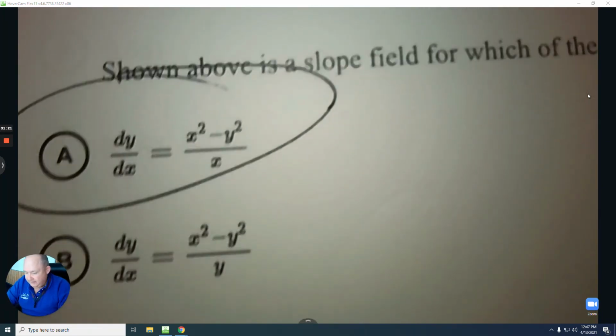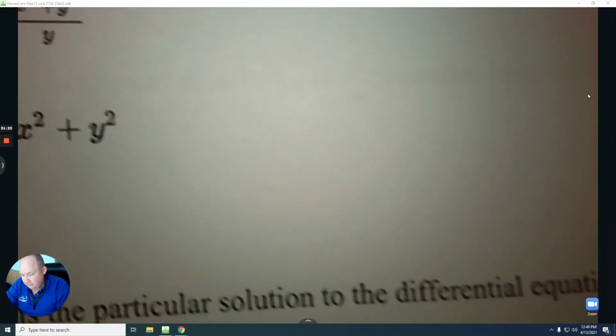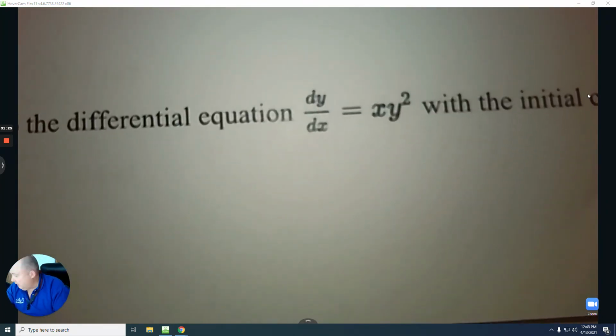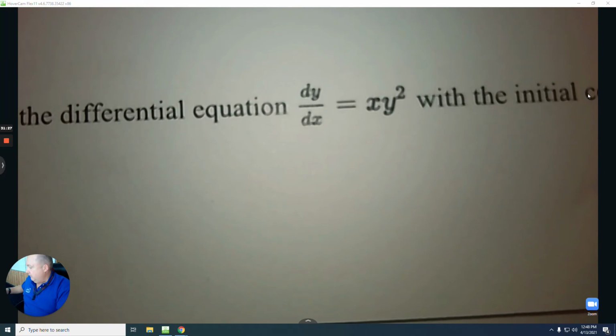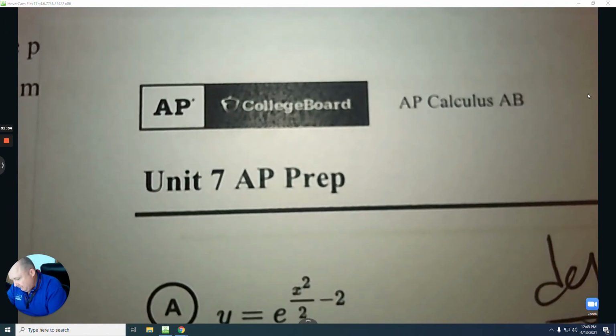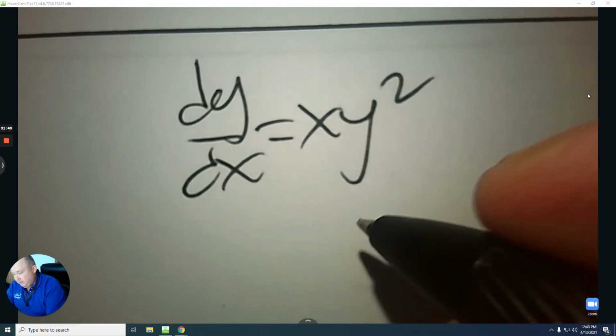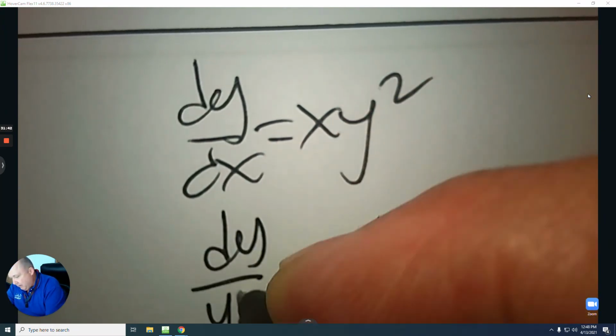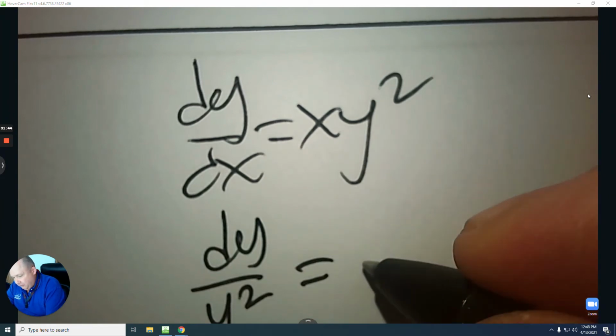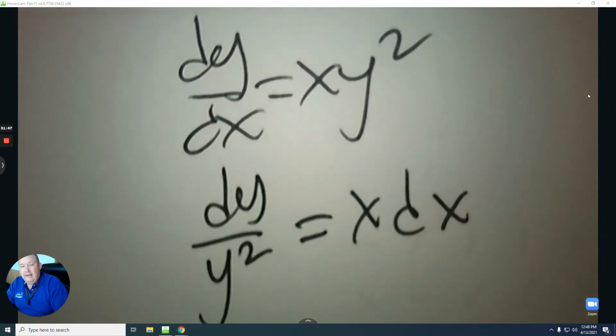All right, number 25. What's the solution to this one? So can you solve that diffy q? I'm going to start on the other page and solve it. So x times y squared. This is a big time skill again. So x times y squared. So the first step to solve this diffy q is to separate the variables. So we're going to divide by y squared and multiply by x.